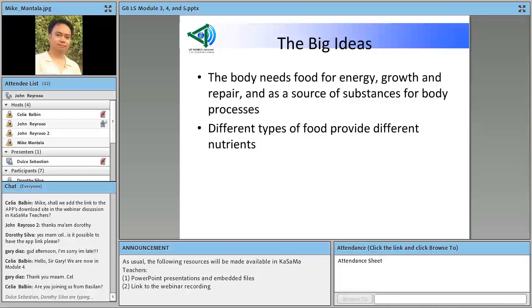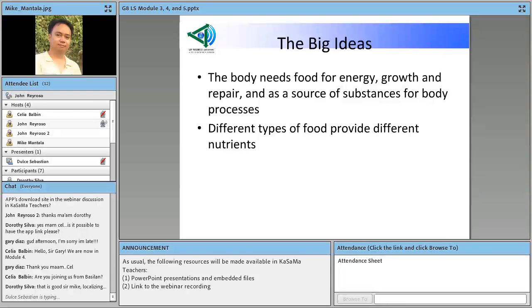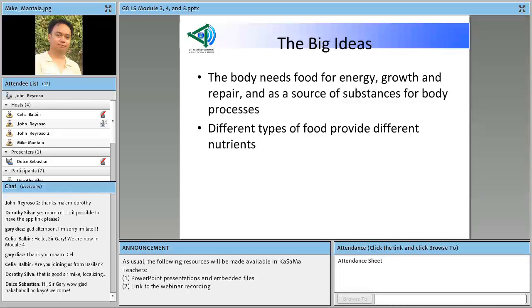Okay, so these are the big ideas for Module 4. The body needs food for energy, growth, and repair, and as a source of substances for body processes. In Module 3, we said that food is a basic need. Why is it a basic need? Yon, sasagutin nyo ng Module 4. It's a basic need because our body depends on food for energy, growth and repair, and as a source of substances for body processes. Okay? And another big idea is that different types of food provide different nutrients.